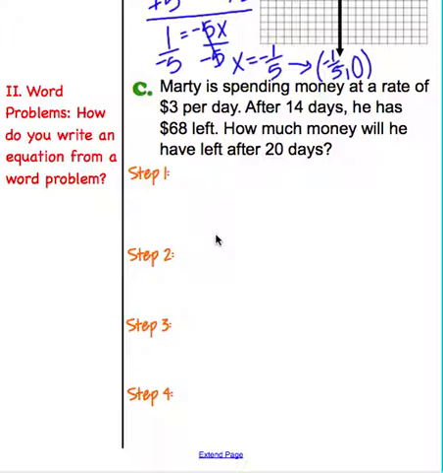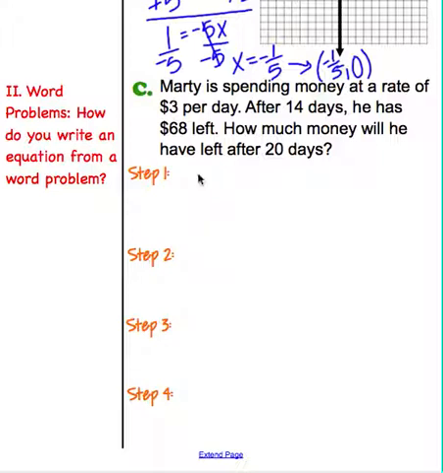So we have Marty here. He is spending money at a rate of $3 per day. And after 14 days, he has $68 left. We want to know how much money he will have left after 20 days. And this is a great example because we want to know, how long will it be before Marty has to get a job and support his spending habit of spending this $3 per day, which I'm guessing is probably for lunch.